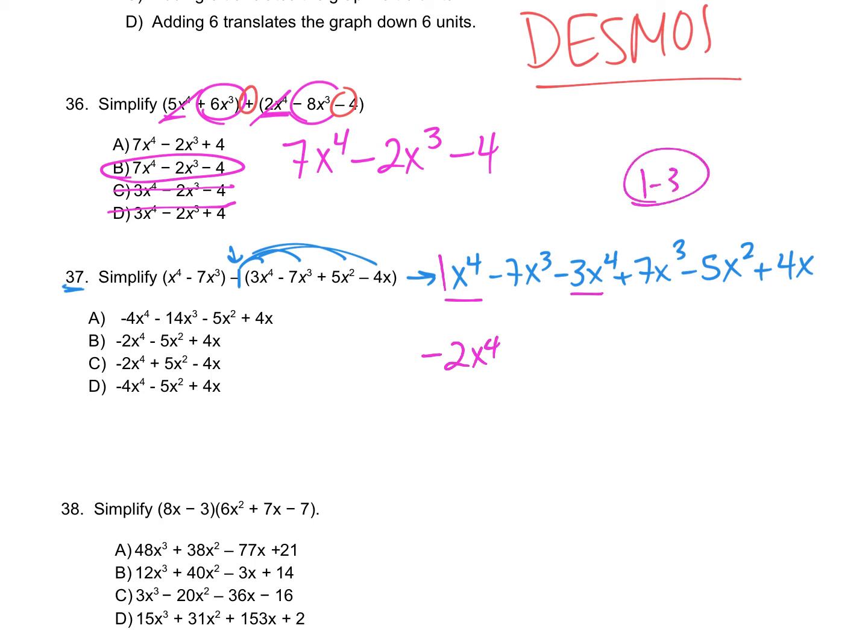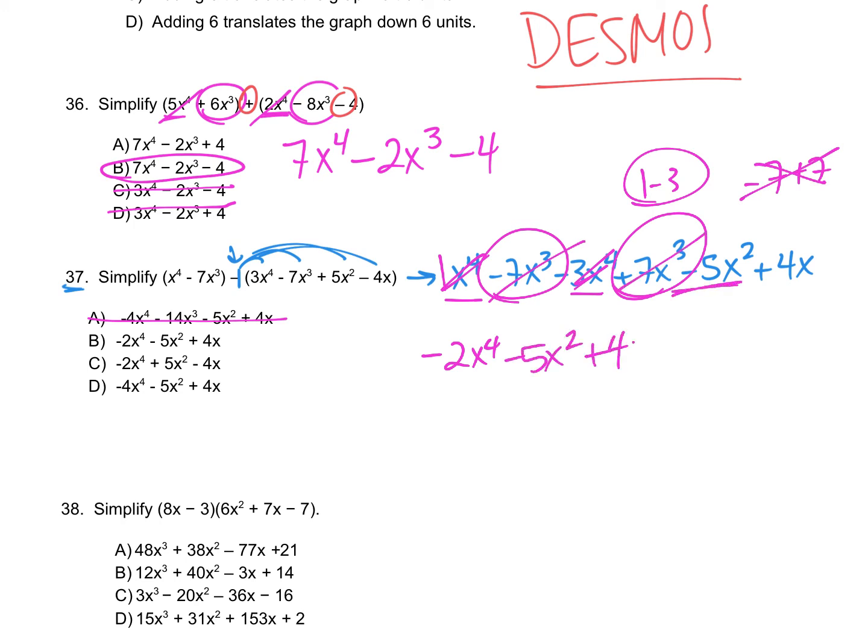All right, so automatically A is gone. Cancel those out. They're gone. Now I'm going to do a negative 7x to the 3rd and a positive 7x to the 3rd. Well, negative 7 plus 7 is 0. Those cancel out. So now I'm looking at negative 5x squared, who has no friends, and 4x, who also has no friends. So we're looking at, I think it's letter choice B.